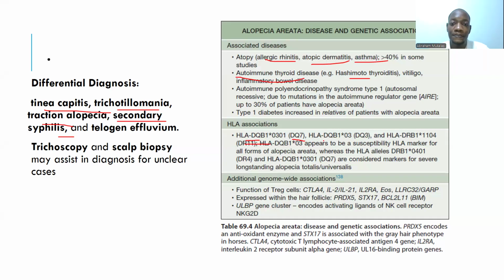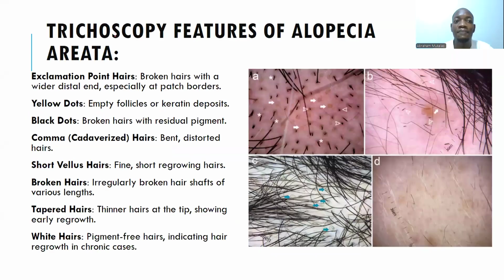And then another association has been with the function of the T regulatory cells, including other cytokines like interleukin 2, interleukin 21, and then other particular chemicals in the body. So all these should come into your mind when managing a patient with alopecia areata. So one of the key investigations that you have to do is trichoscopy. Under trichoscopy, remember, we use a dermoscope to examine the hair and see how the hair looks.